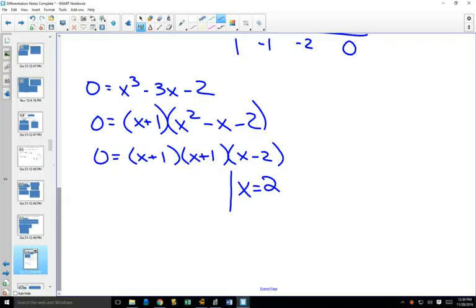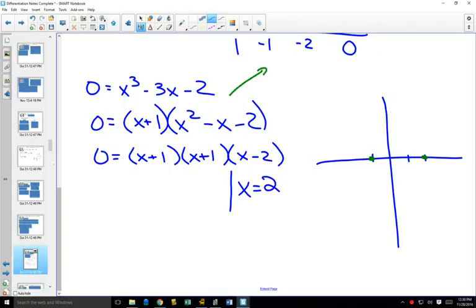Now, when I was playing around with this, I guessed that this might happen. I hoped that this might happen. And when it happened, it made me happy. But you notice that the x plus 1 happened twice. And if you think about graphing this, do you remember graphing these last year where you said, well, I know that my one x-intercept is at 2 and my other x-intercept is at negative 1.